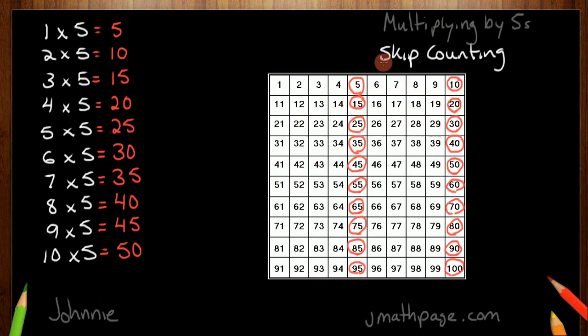So, we can use skip counting to think about multiples. And we multiply by 5s. These are the multiples that come up. And we always know that multiples of 5 have to end in either a 5 or a 0. So I hope this was useful to you.